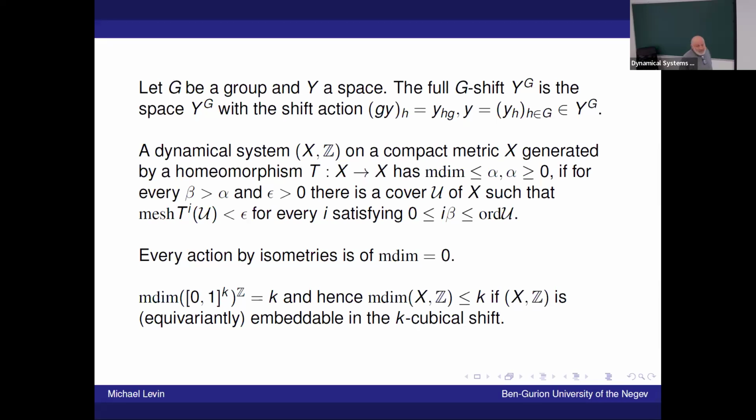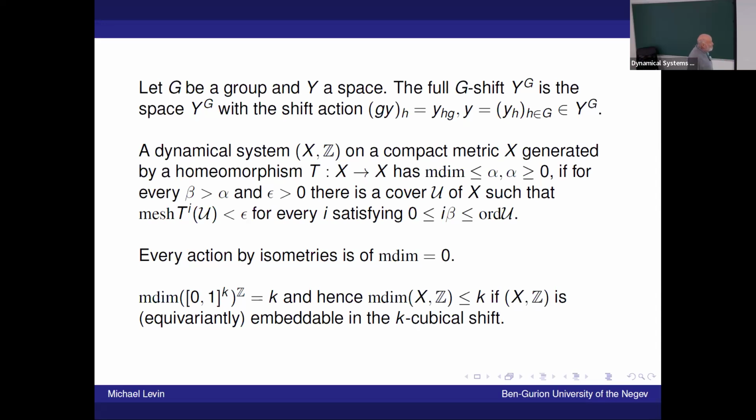By the way, you can define topological entropy in exactly the same way. You just replace the order of U by the log of the number of elements, and of course we are talking about finite open covers. So immediately from the definition, you can see that any action by isometries has mean dimension 0, because we can iterate our cover infinitely many times without enlarging the mesh.